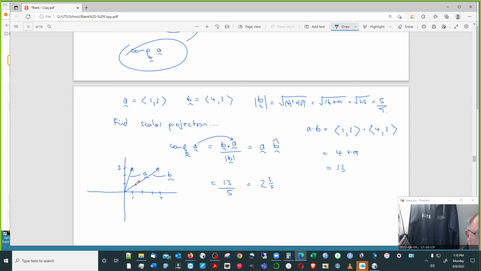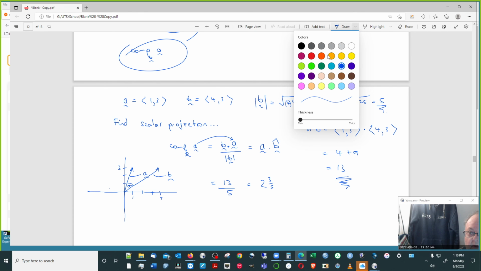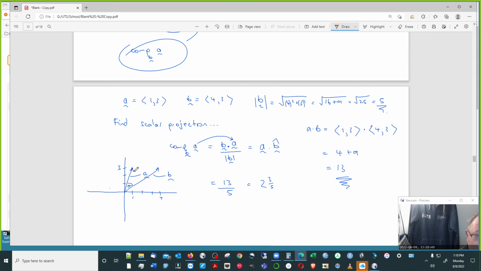So clearly the angle between them is they're pointing somewhat in the same direction. They're not at 90 degrees to one another, but nevertheless. Okay, and what we're asking for in terms of the scalar is that we want the length of this bit here, and the length of that is 2 3/5.